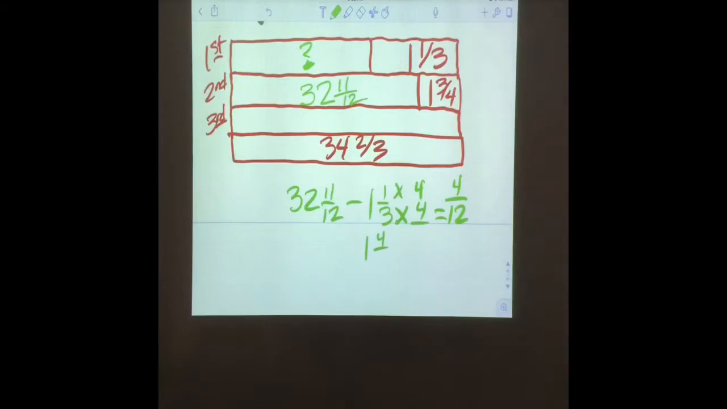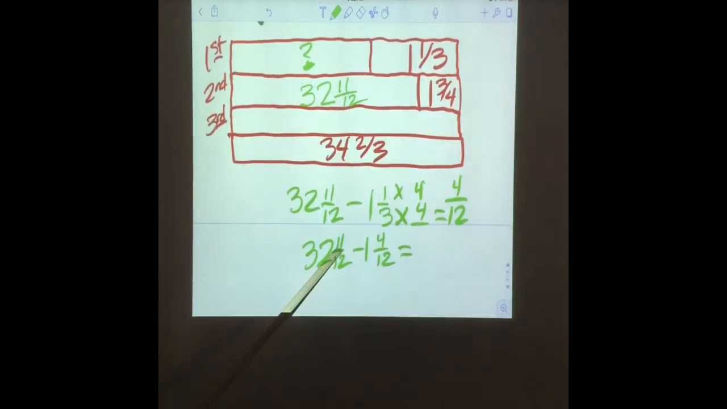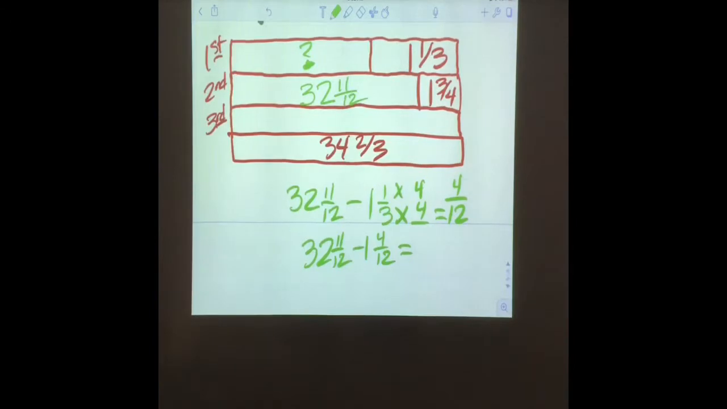1 and 4/12 and 32 and 11/12. Can I take 4 away from 11? Sure. You said it was 7/12.